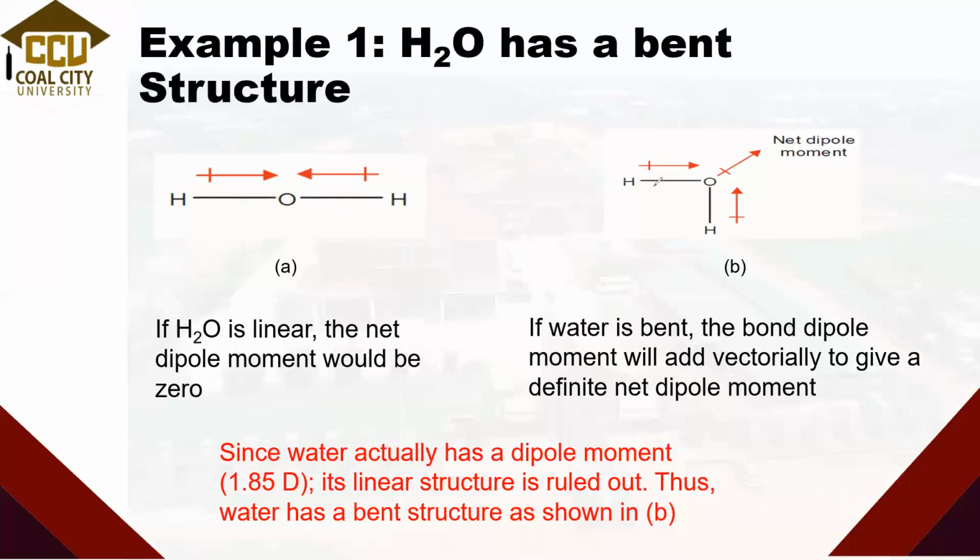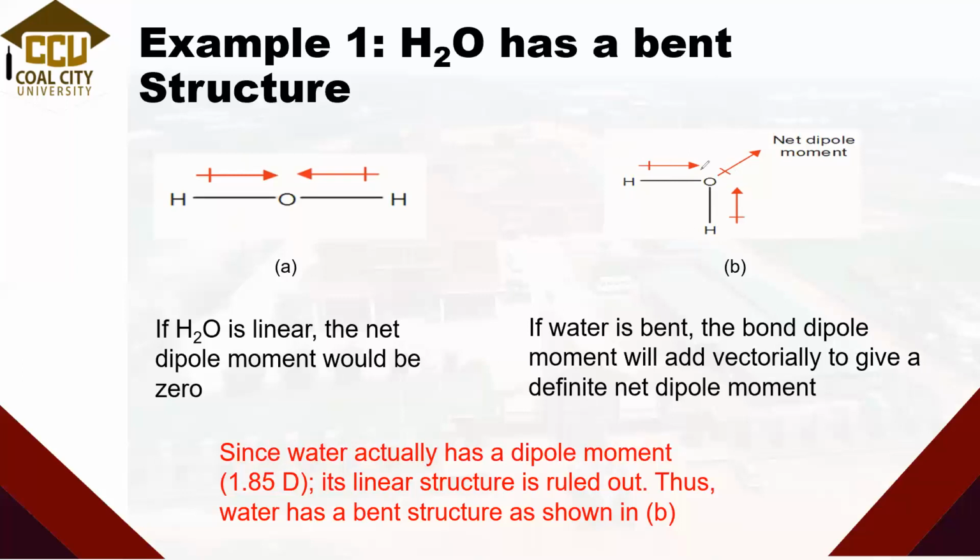Now, let's consider water having a bent shape. If water had a bent shape, the net dipole moment will not be 0 because, of course, you can see that the two of them, instead of cancelling each other out like we have here, will sum up.